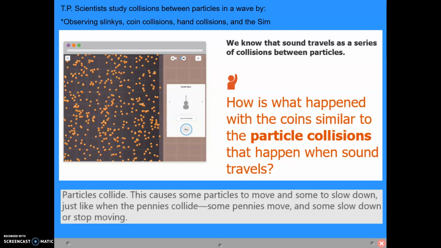Hopefully you said something like this. It's similar because in both models, particles collide. That happened in the sim and in the coin model. This causes some particles to move and some to slow down, just like when the pennies collide. Some pennies move and some slow down or stop moving.